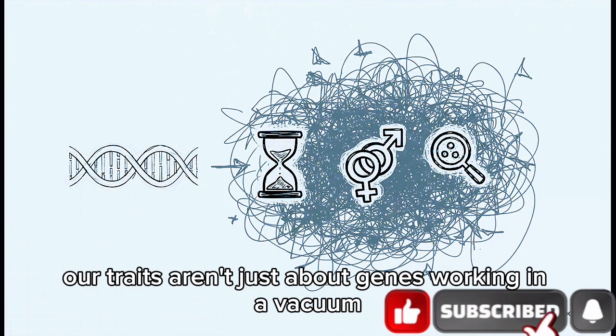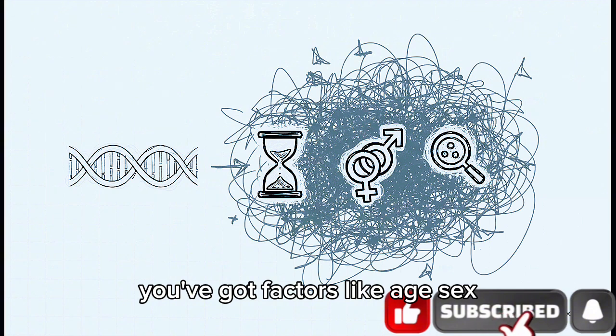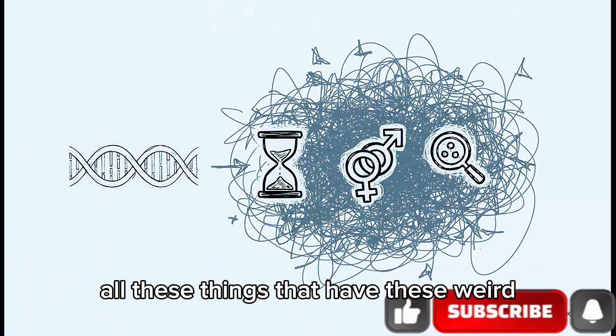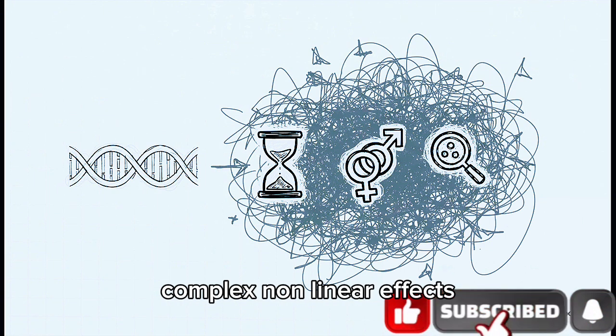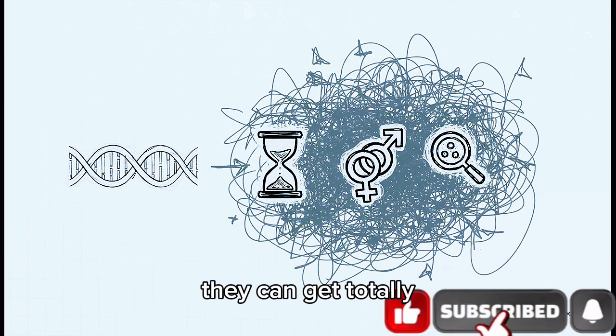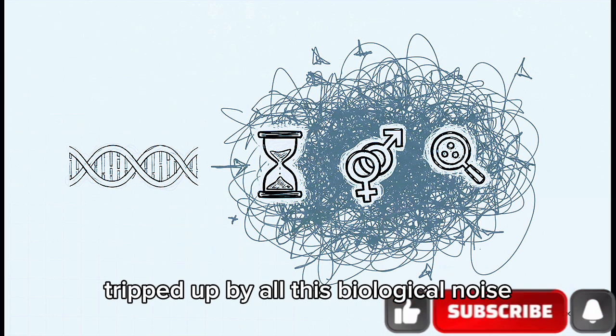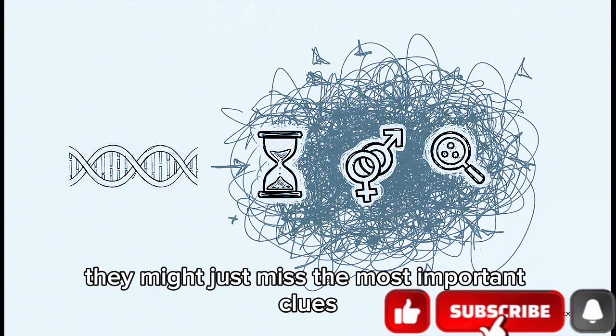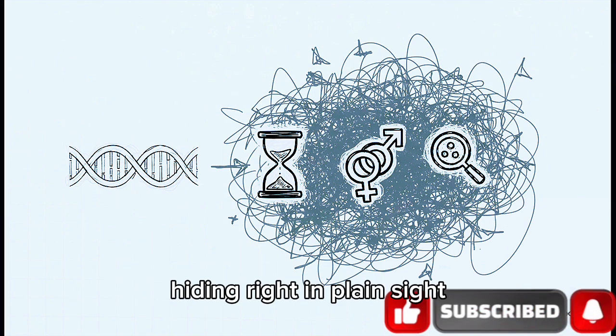See, here's the thing. Our traits aren't just about genes working in a vacuum. You've got factors like age, sex, all these things that have these weird, complex, non-linear effects. They don't follow a nice, clean, straight line. And the traditional models can get totally tripped up by all this biological noise. They might just miss the most important clues hiding right in plain sight.